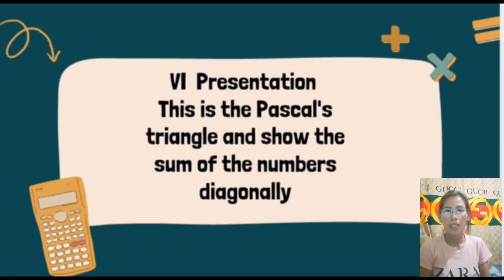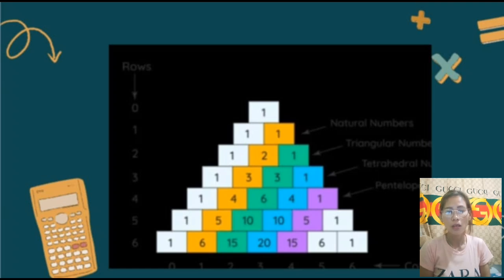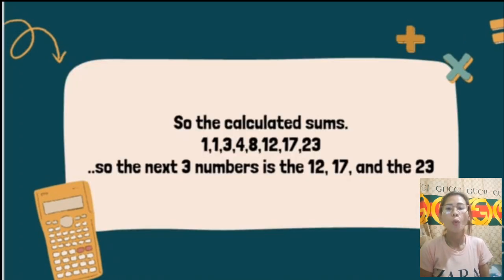So now, let's calculate the sums of the diagonals shown. The pattern of the sum of the diagonals in Pascal's triangle is related to Fibonacci sequence. However, the way the diagonals are drawn in this specific image result in a slightly different sequence initially. So, the calculated sum 1, 1, 3, 4, 8, 12, 17, 23. So, the next three numbers is the 12, 17, and the 23.